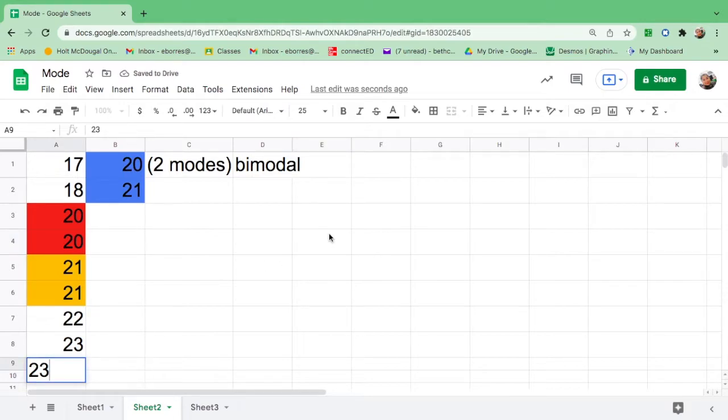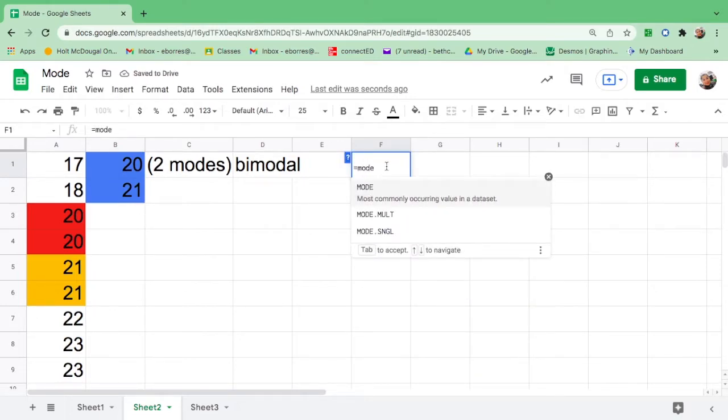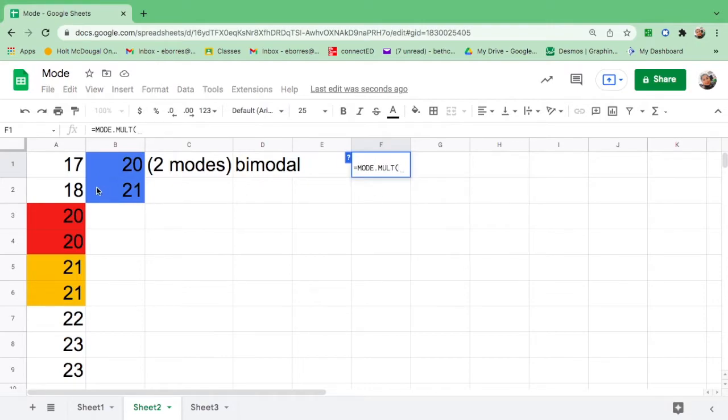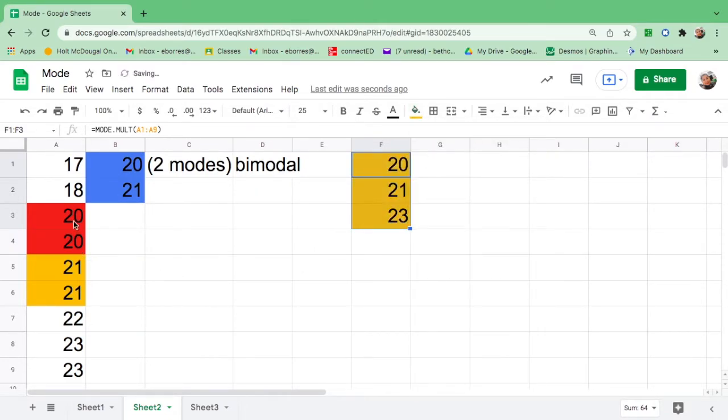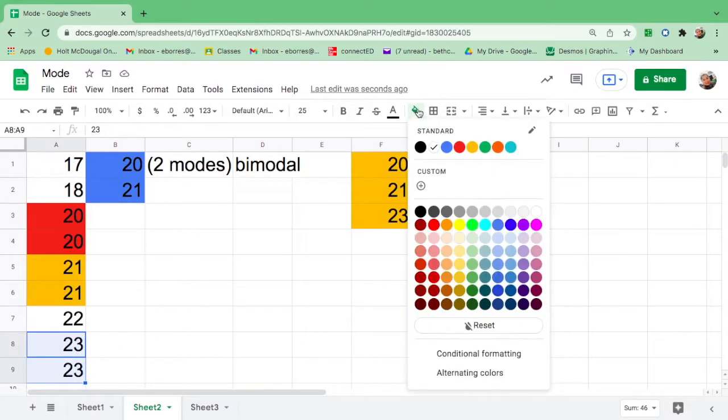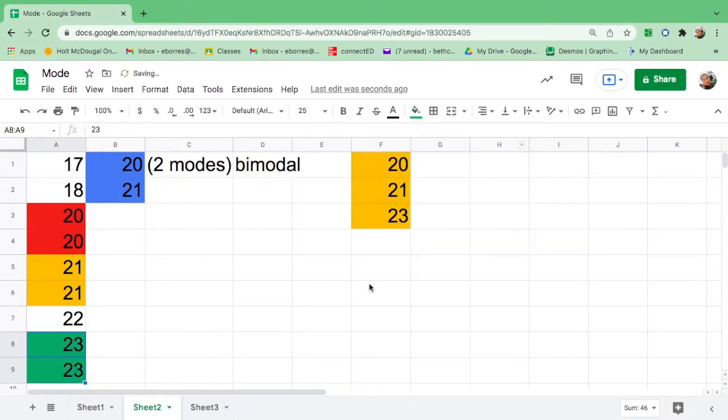What is now the mode? So let's put the formula here, equal sign, mode, choose MODE.MULT, highlight all the numbers, enter. And this time, there are three modes, 20, 21, and 23, because 20, 21, and 23 appear twice at the same time.